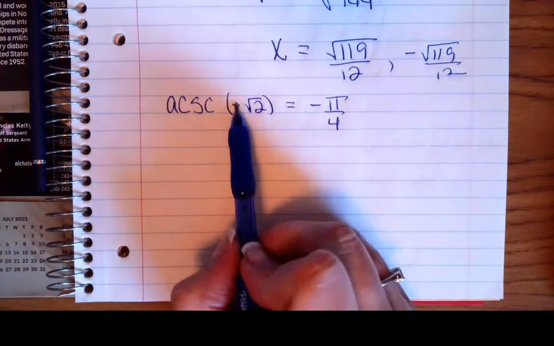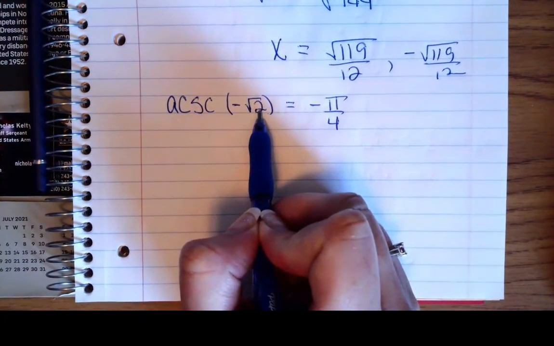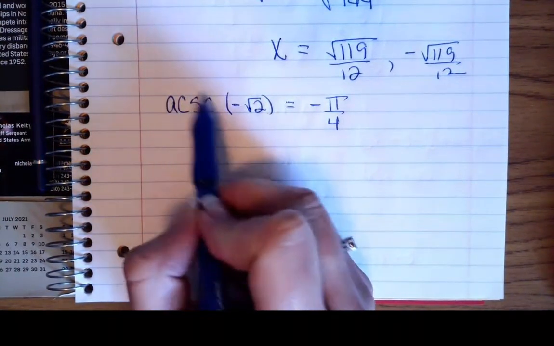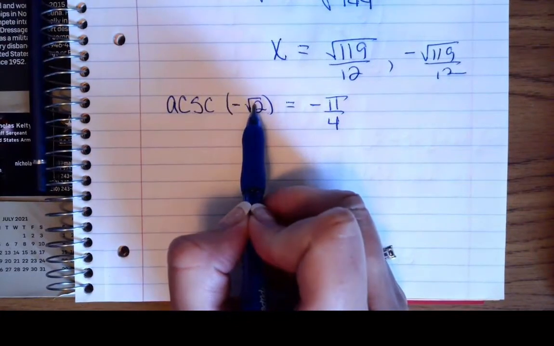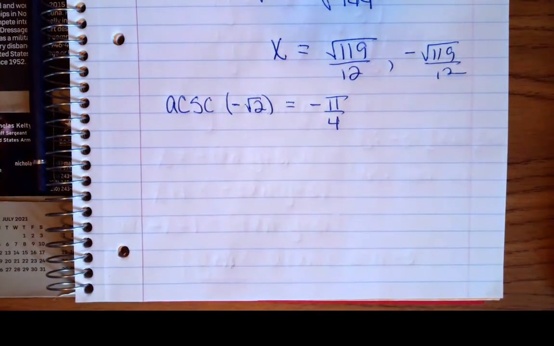So when I say that, I know that this is the reciprocal of root 2 over 2. I know that it's negative, so I'm in quadrant 4 or 2, and this is the reciprocal of sine, so I must be in quadrant 4. So I'm looking for an answer of negative pi over 4.